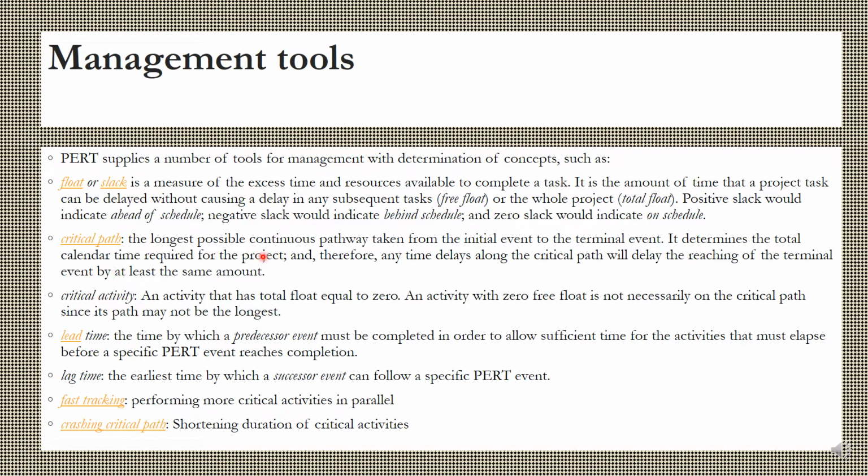Critical path: the longest possible continuous pathway taken from the initial event to the terminal event. It determines the total calendar time required for the project, and therefore any time delays along the critical path will delay the reaching of the terminal event by at least the same amount. Critical activity: an activity that has total float equal to 0. An activity with 0 free float is not necessarily on the critical path since its path may not be the longest.